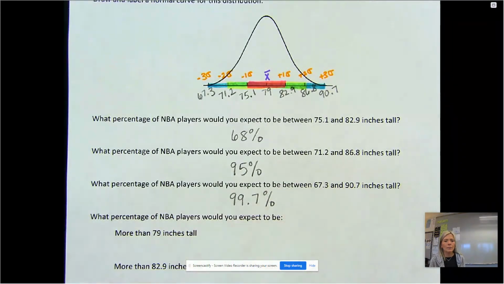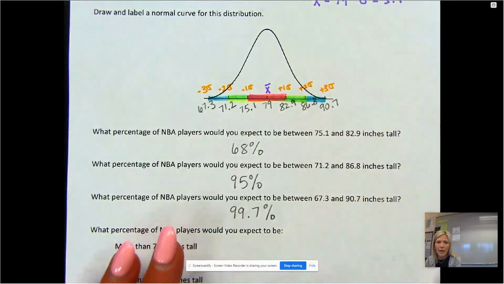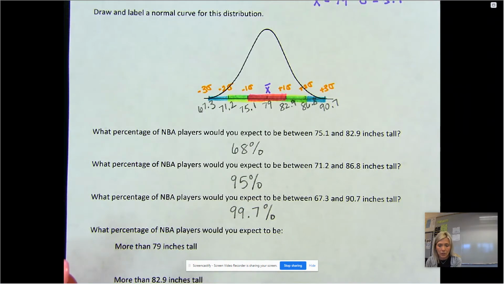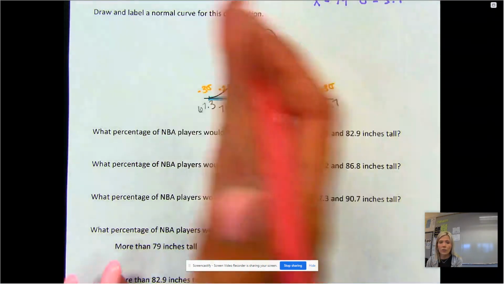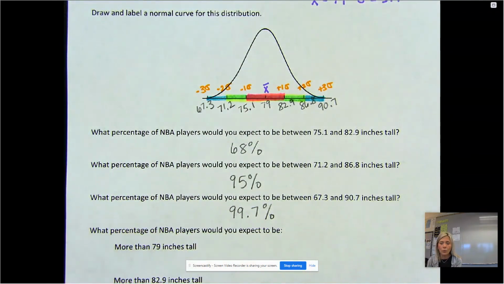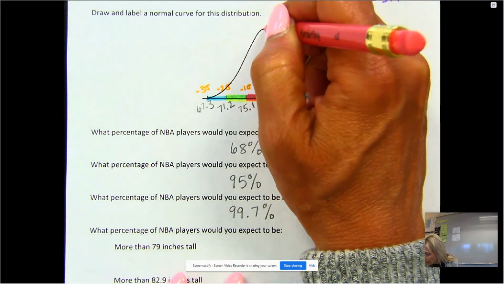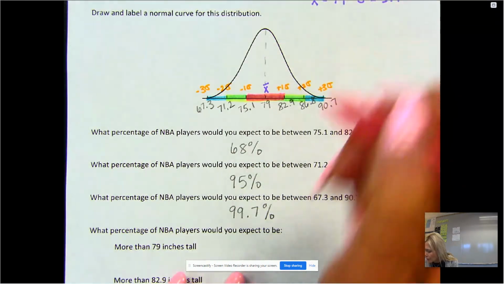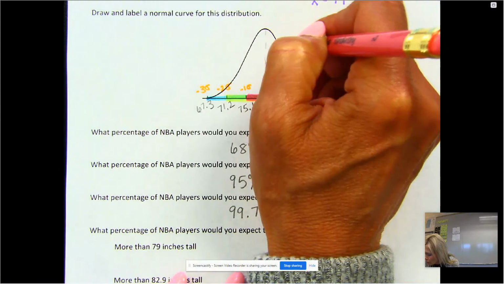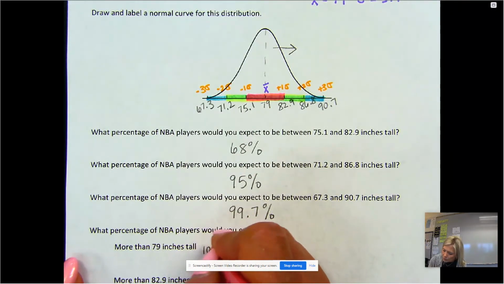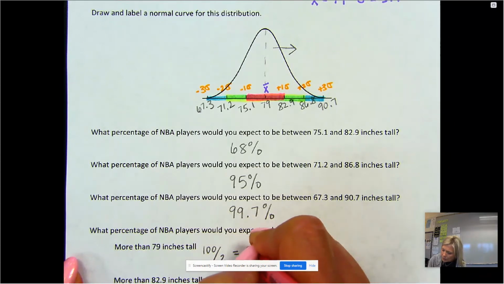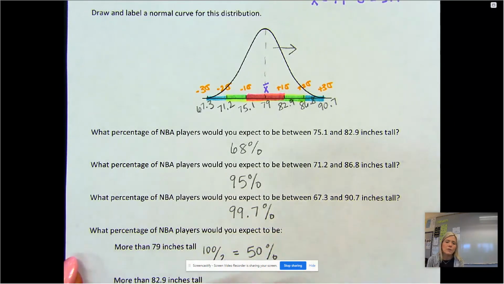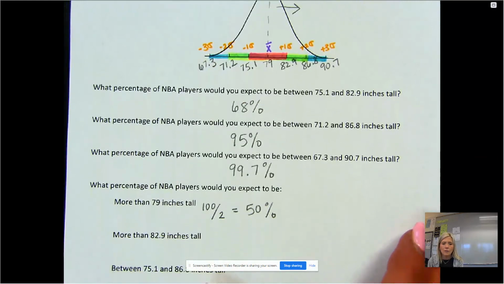So for this first one, what percentage of NBA players would you expect to be more than 79 inches tall? Well, 79 is the mean. And as long as the interval you're looking at is symmetric, you can divide it by 2. So the entire curve has an area of 1 or 100%. So the mean cuts that right in half. So more than 79 inches tall would be half of 100%. 100 divided by 2 is 50. So we would expect 50% of them to be taller than 79 inches.